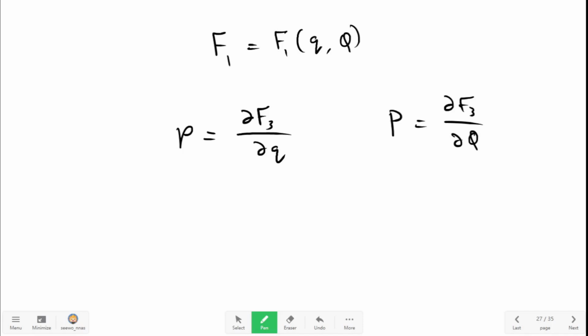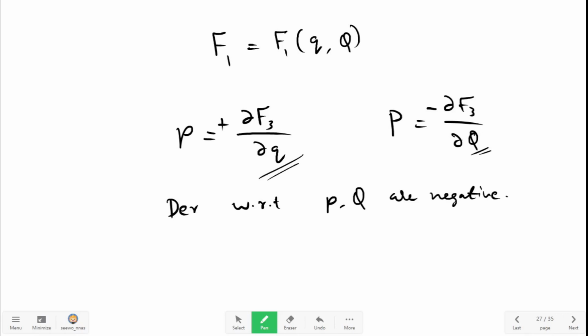Now derivatives with respect to small p and capital Q are negative. Here the derivative with respect to small q is not negative, there will be a positive sign. Here the derivative is with respect to capital Q, therefore you will put a negative sign. So these are the differential relations for a type 1 generating function.